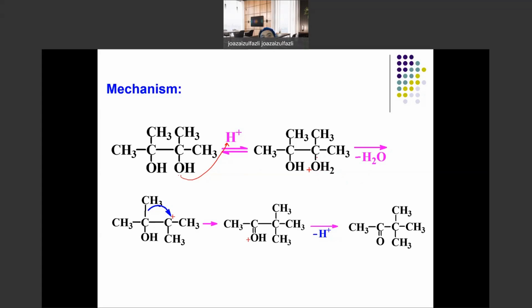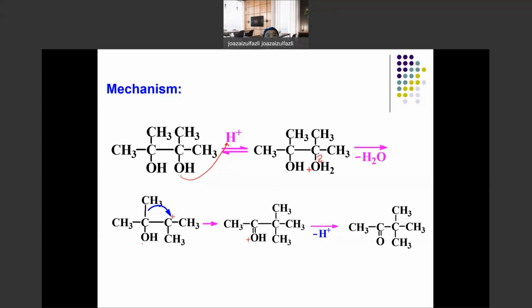And then to remove water, the loss of a water molecule. That's why this carbon is positive, to form a carbocation. Then migration occurs to these positions, the 1,2 positions.